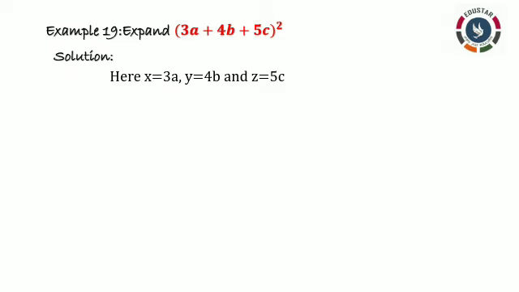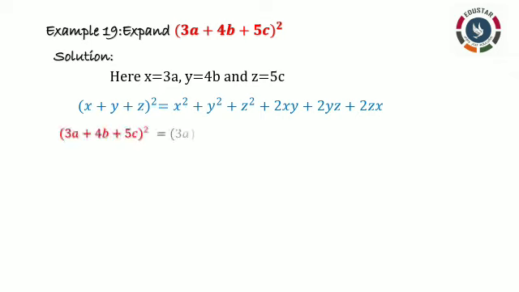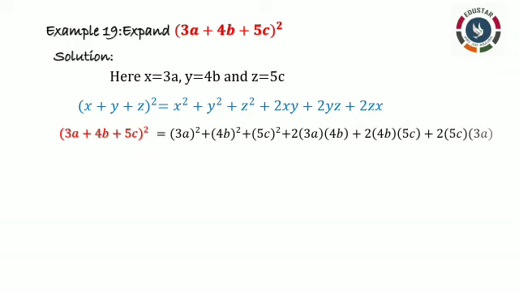What is our fifth identity? (x + y + z)² = x² + y² + z² + 2xy + 2yz + 2zx. Just apply the values of x, y, z in the formula. We will get (3a)² + (4b)² + (5c)² + 2·3a·4b + 2·4b·5c + 2·5c·3a.